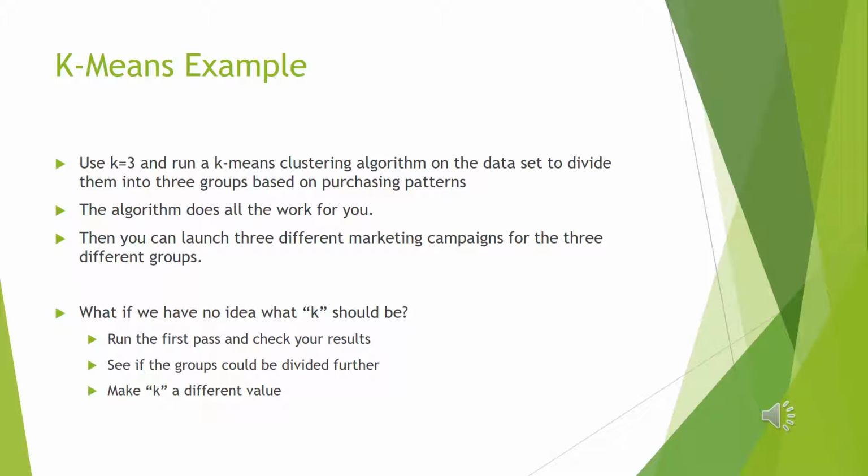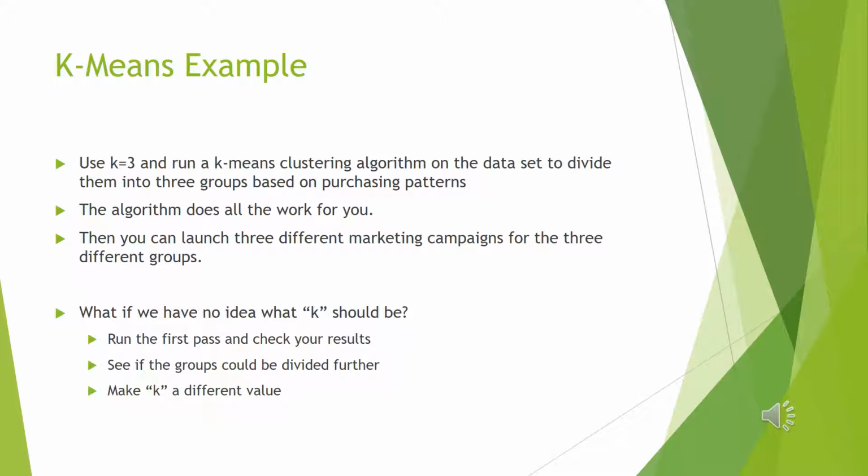In this particular example, we pretty much knew what K should be, but what if we don't know what K should be? Sometimes you'll feed in K equals 4. Let's divide the data into 4 groups. And then you can run the first pass and check your results. You'll know that each data point has been assigned to a particular cluster. And if you start looking at the clusters, you may see examples where this could be divided down further, or maybe you divided it down too far. You can adjust your K value.